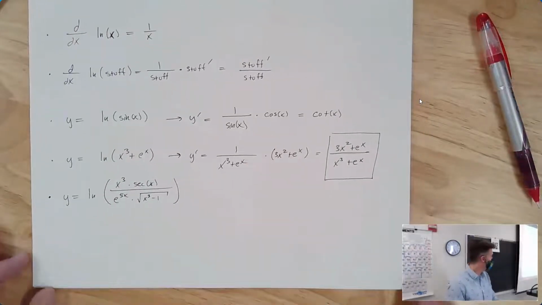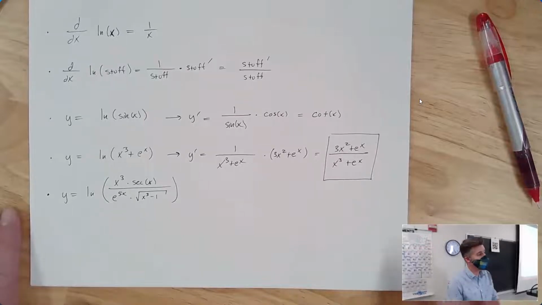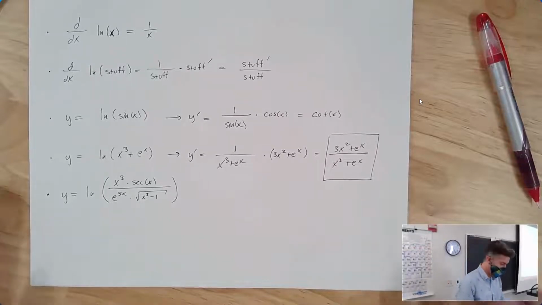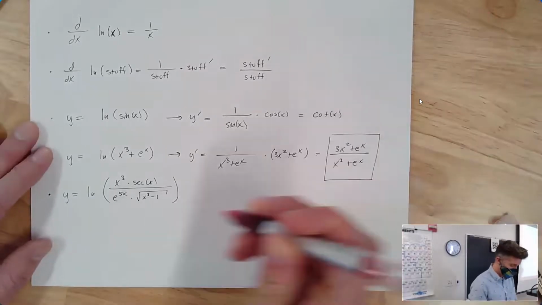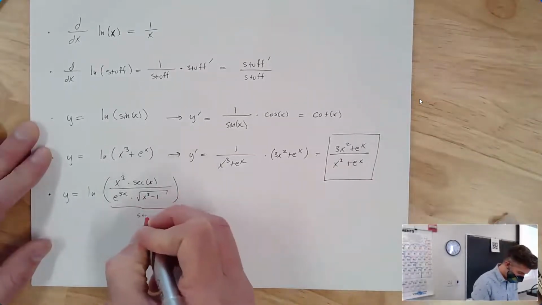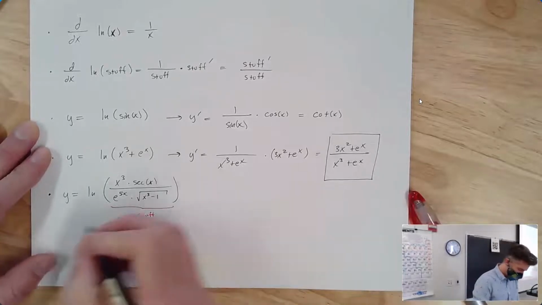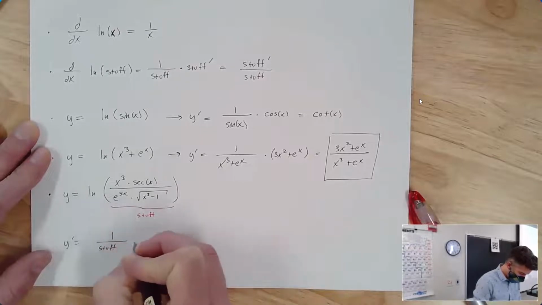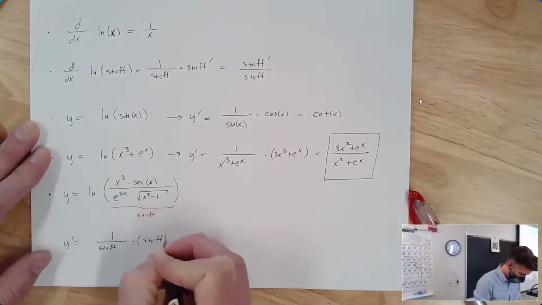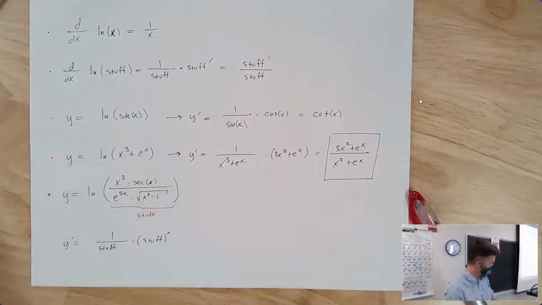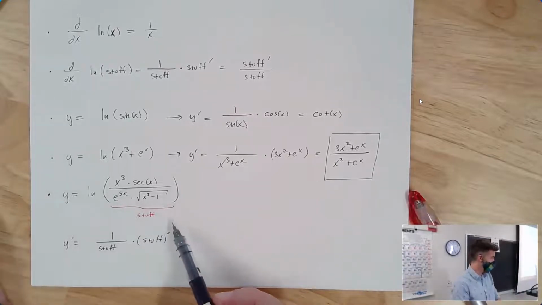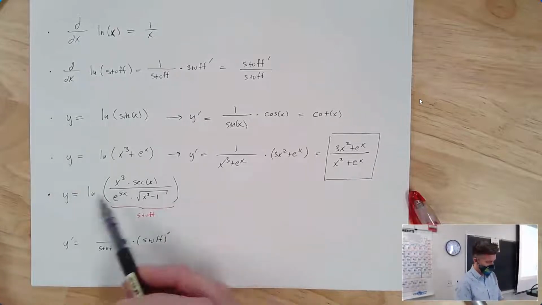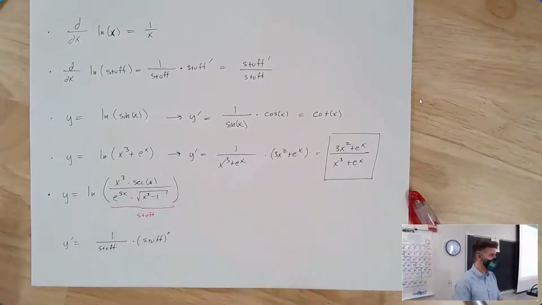I certainly could do this the terrible way. I'm not actually going to do it the terrible way, but I could totally say, all right, well, my derivative is going to be 1 over the stuff times the derivative of the stuff. The problem is, as you might notice, taking the derivative of that stuff is awful, right? It's going to be a quotient rule, a couple product rules, a couple chain rules. There's a whole bunch of work to do taking that derivative. So the whole idea here is you don't want to do that. You want to make your life easier.